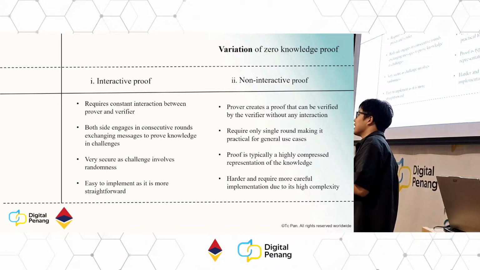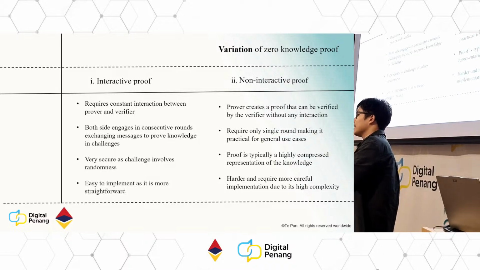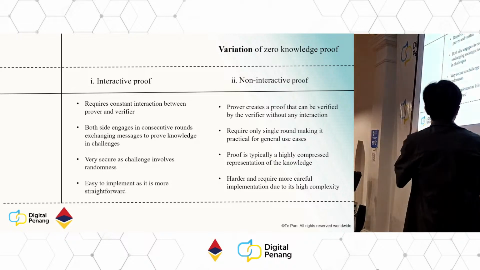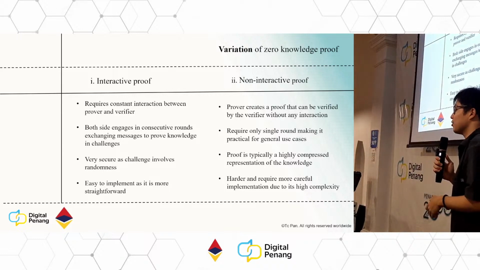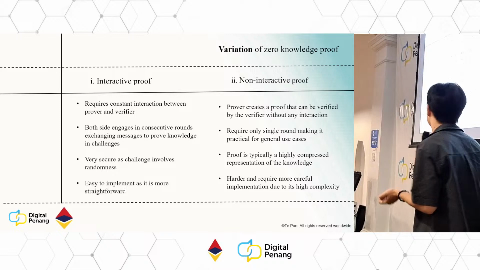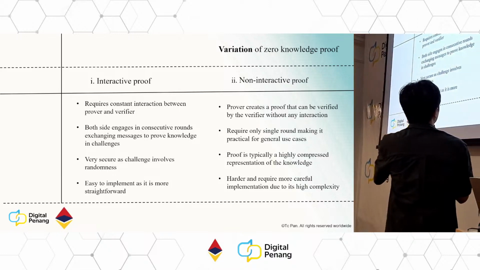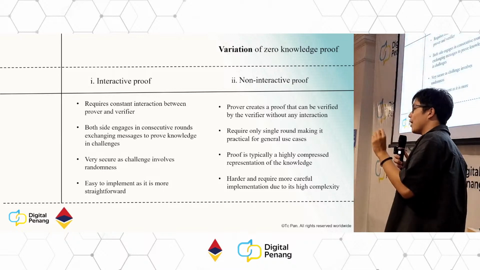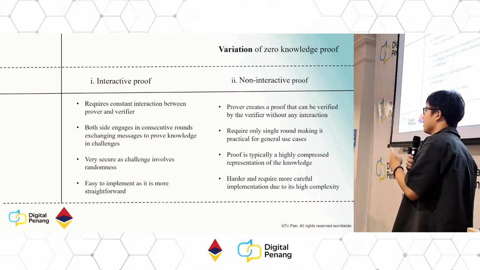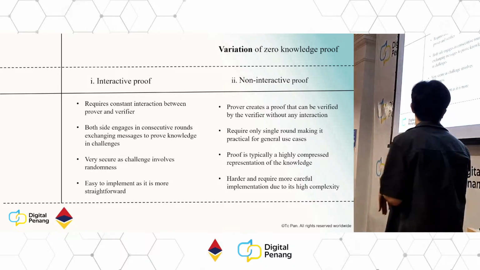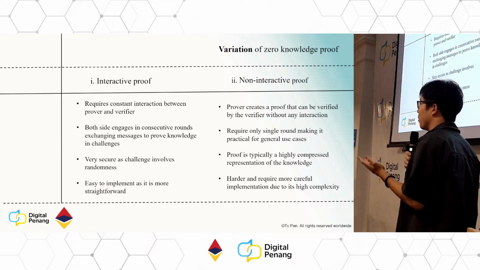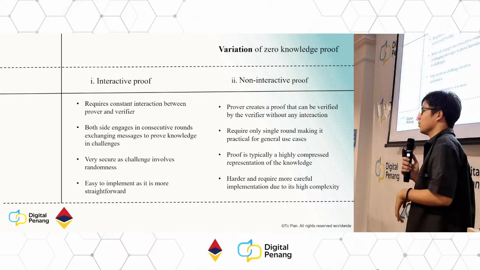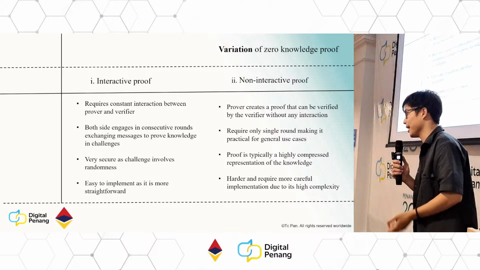In a setting where the prover and verifier are on a constant connection, it's not that practical. What is mostly used in the industry, and what is used in ETH, is the non-interactive proof. The prover creates a proof that can be verified by the verifier without any interaction. It requires only one single round, meaning the whole verification process goes in one round. The proof is typically a highly compressed representation of the knowledge. It's harder and requires more careful implementation due to its higher complexity, meaning it's more difficult to implement.